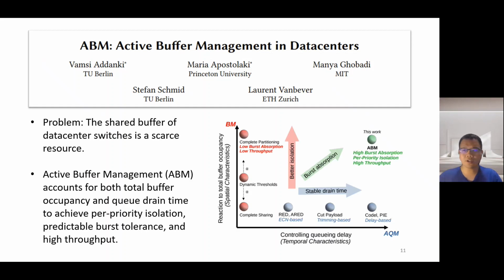In this paper, the authors proposed ABM, active buffer management. Compared to existing work, ABM accounts for both total buffer occupancy and queue drain time to achieve per-priority isolation, and predictable burst tolerance and high throughput.